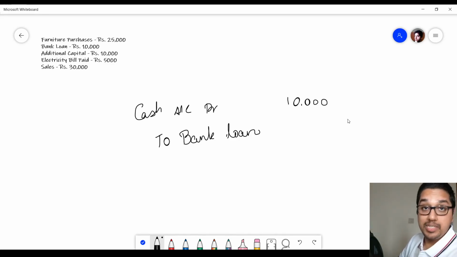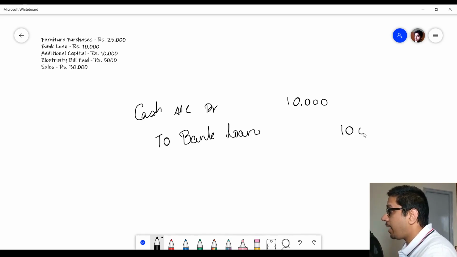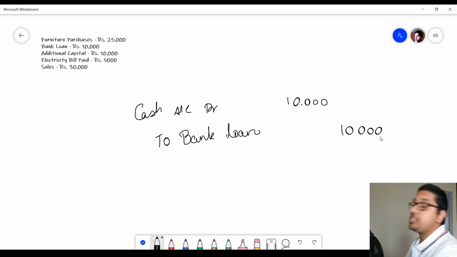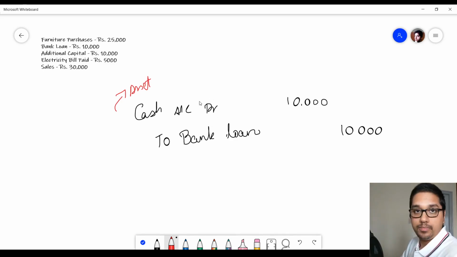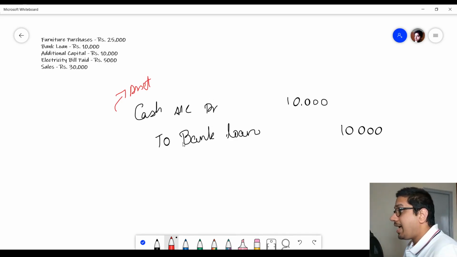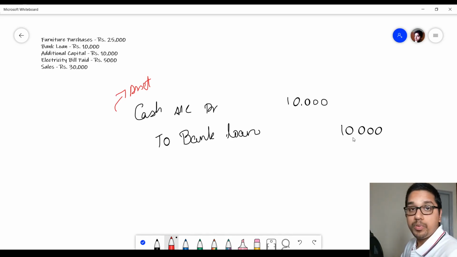When? Well, it doesn't state. It could be after 3 months, it could be after 6 months, it could even be after 1 year. So you're going to credit bank loan because that is the liability in the business, which you will be paying on a future date. In this particular transaction, cash as an asset is increasing, which is why you're debiting it, because cash is increasing in the business. And then you have the bank loan, which is a liability in the business, being credited of rupees 10,000.